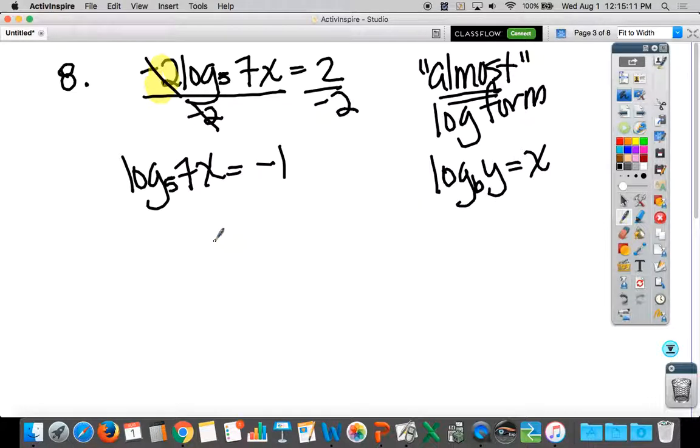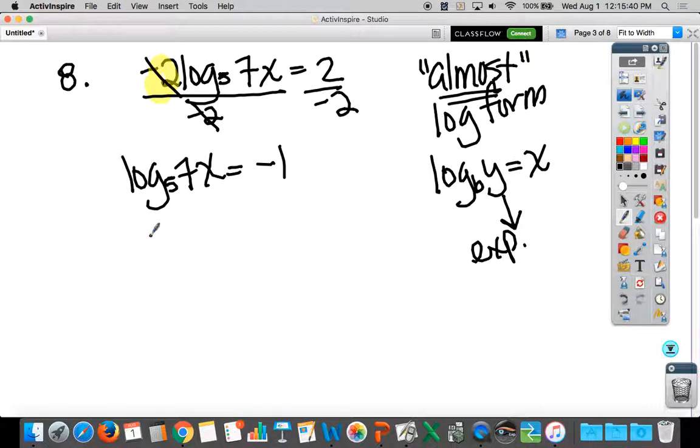Didn't think it would be a big deal. But when you see something out front and it's almost log form or almost exponential form, all it has is something out front, you're going to divide. Now I have log form, right? Can I drop the log? No. Why can I not drop the log? There's not a log on the other side. So I have to go from log form to exponential form.